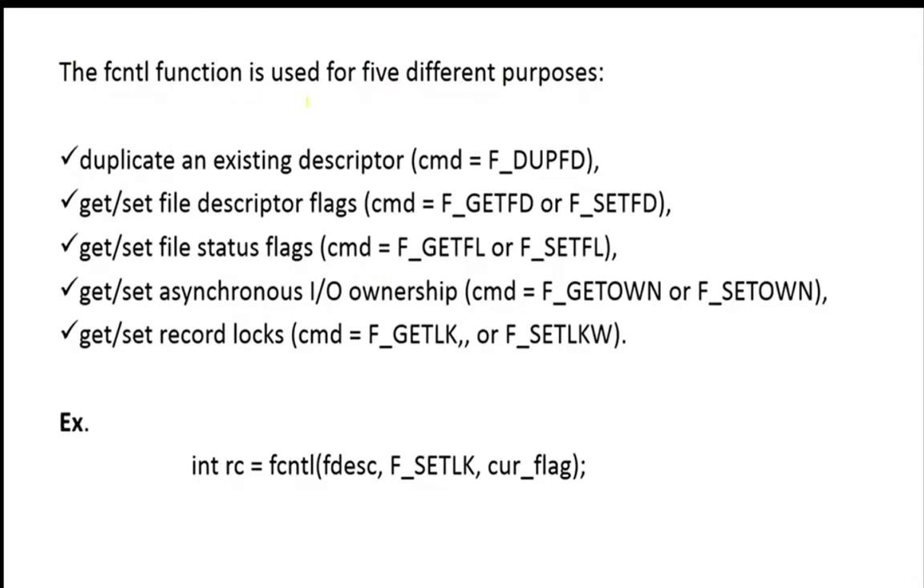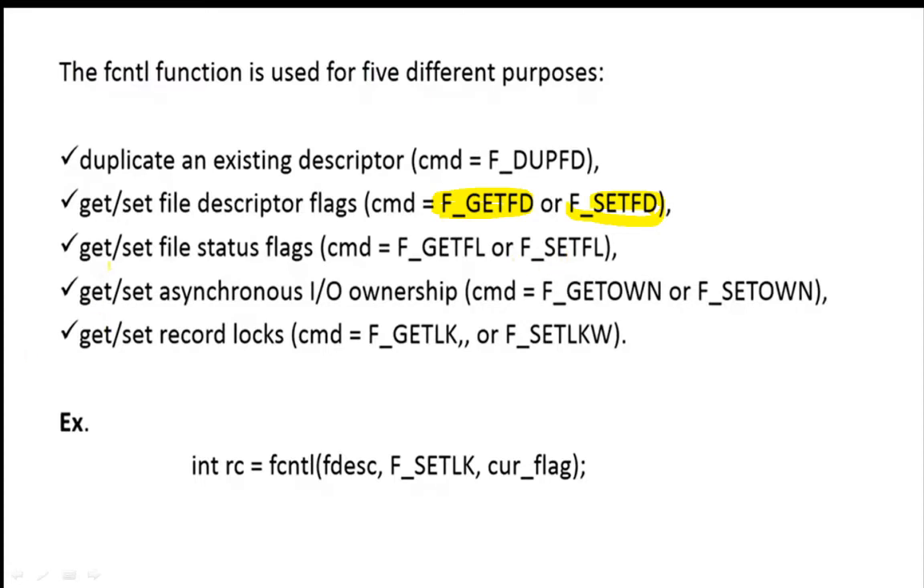The fcntl function is used for five different purposes. The first one is to duplicate an existing descriptor, that is command equal to F_DUPFD, duplicate the file descriptor. The second purpose is to get or set the file descriptor flags. To get the file descriptor flags you use one value for the command parameter, and to set them you use another flag for the command parameter.